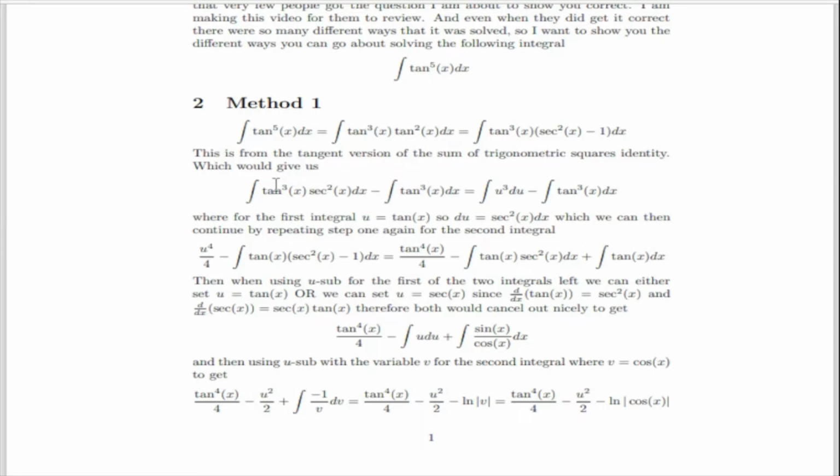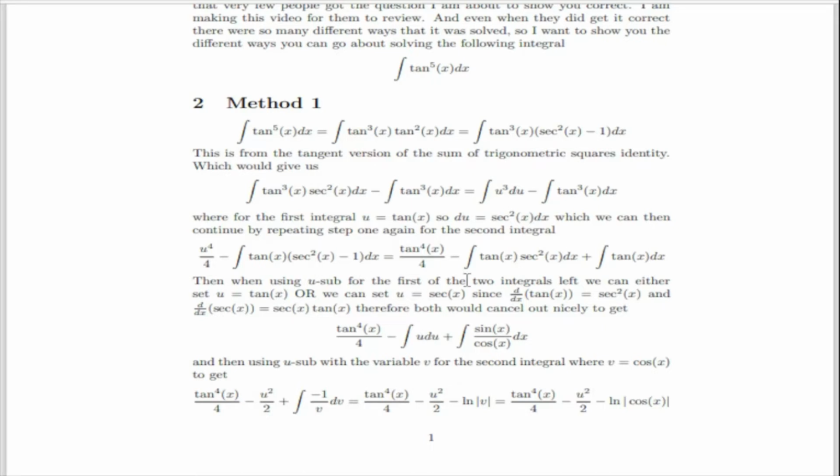So then you can separate that into two separate integrals, and then you can use u sub for the first integral of u equals tan of x, and du equals secant squared of x dx. That's based on the derivative of tan x, which we can then continue by repeating step 1 again for the second integral to get u to the fourth over 4 minus tan secant squared minus 1 dx.